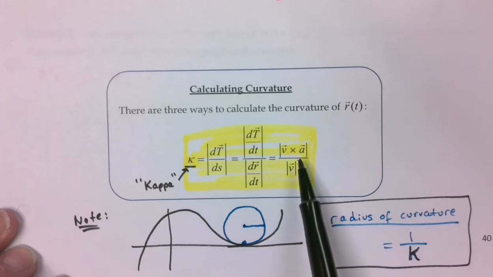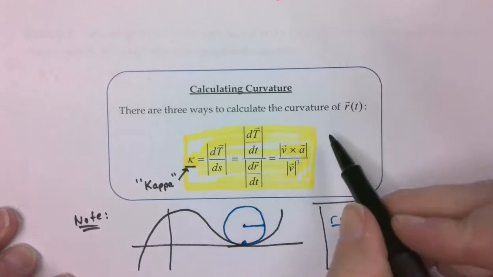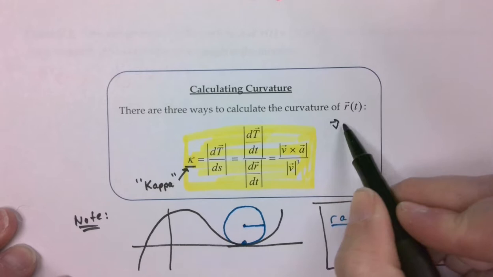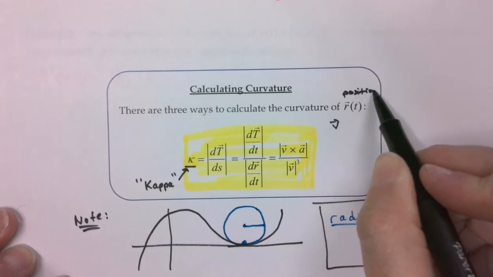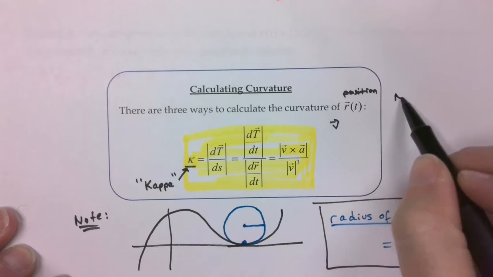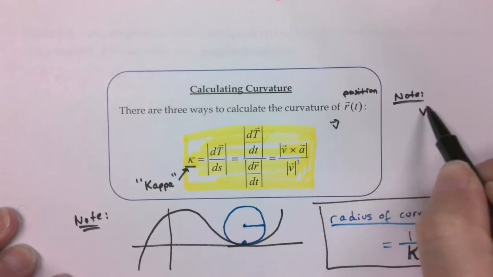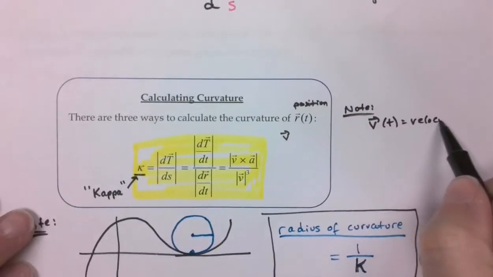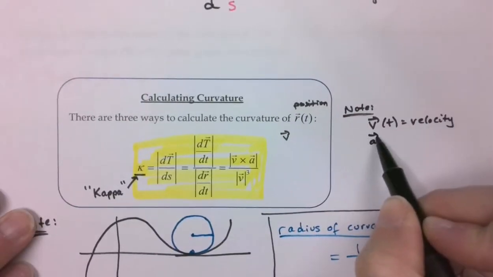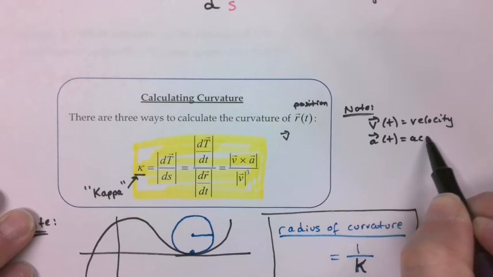So if r is position, I guess I should make a little note. V is velocity. This is position. I'll just make a note over here. V is your velocity vector. And A, I meant to talk about it and I forgot. So acceleration.